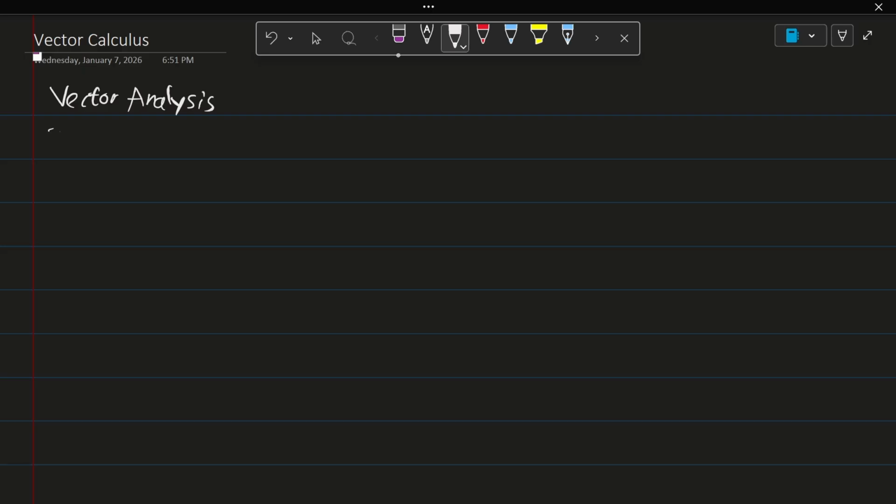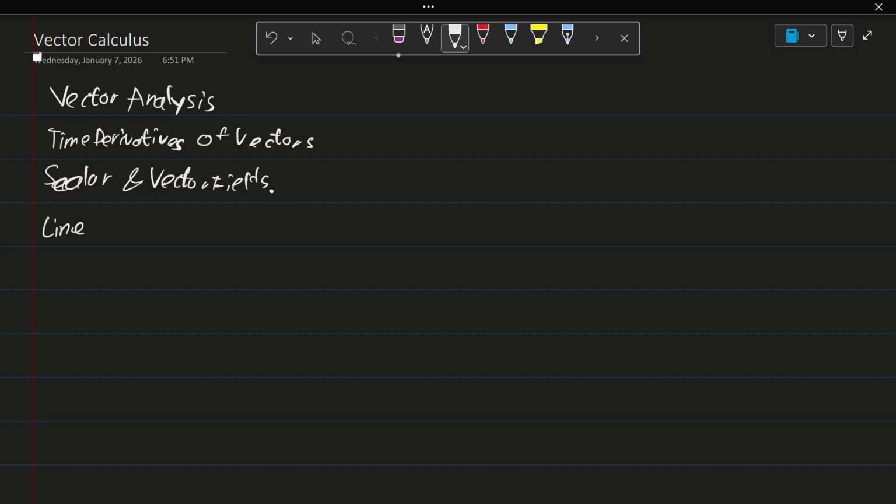After that, we'll be talking about the time derivatives of vectors. And then we'll be differentiating between scalar and vector fields. And then after that, we'll be talking about multiple different types of integrals, something like the line integral as well as the surface integral.